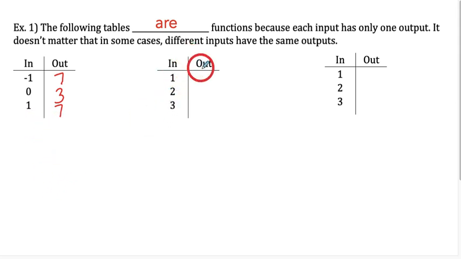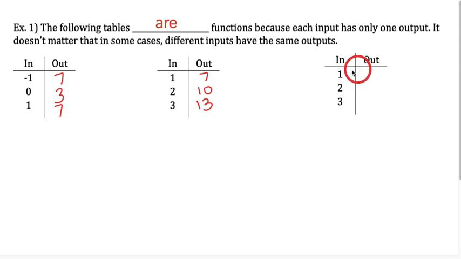Second example, 1 is going to be paired with 7, 2 is going to be paired with 10, and 3 is going to be paired with 13. And again, this table represents a function because each input is listed once and they each have a unique answer.